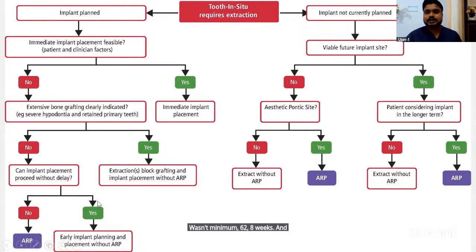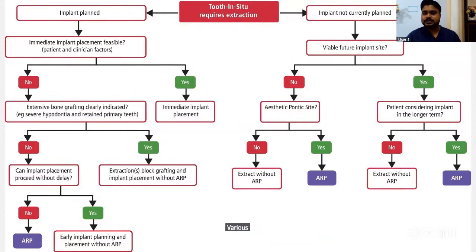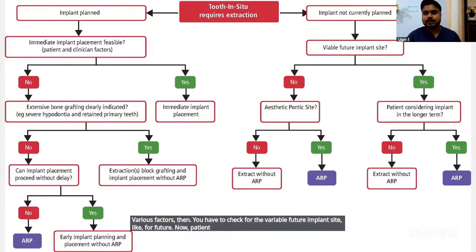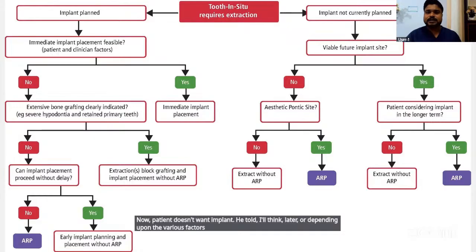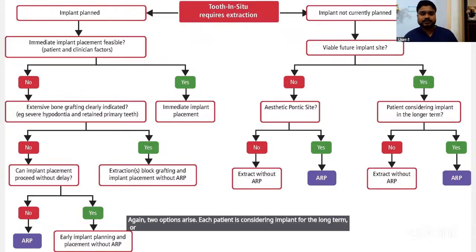And on the other side, when the implant is not correctly planned, depending upon the various factors, then you have to check for a viable future implant site. For example, now the patient is ready for extraction but doesn't want an implant. He says, I'll think later, or depending upon various factors, other conditions of the disease or the periodontal health. So again two options arise: is the patient considering an implant for the long term, or is the patient going for an FPD?